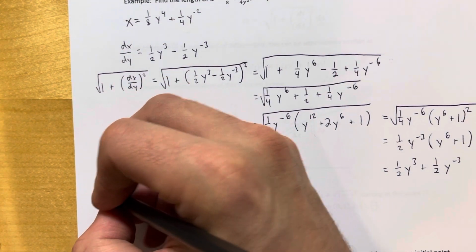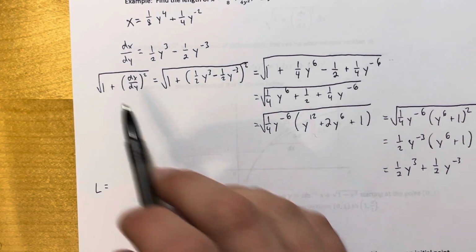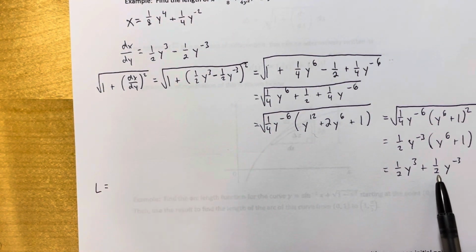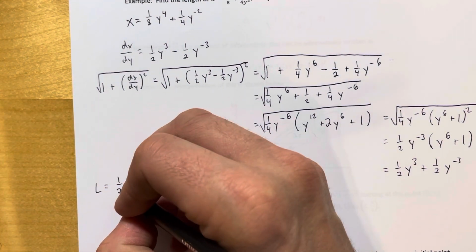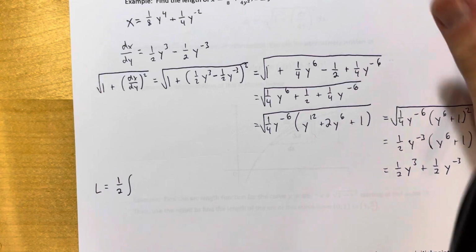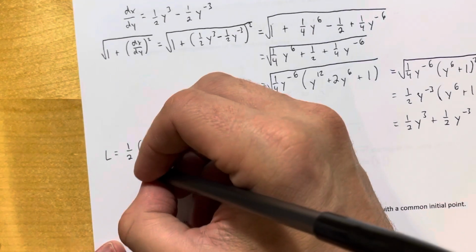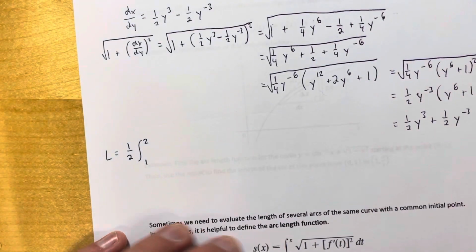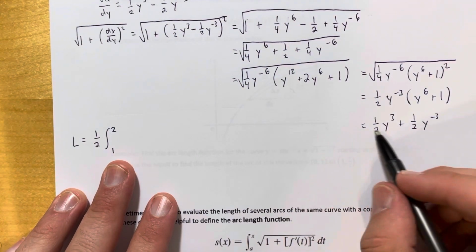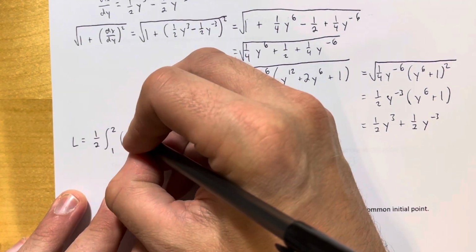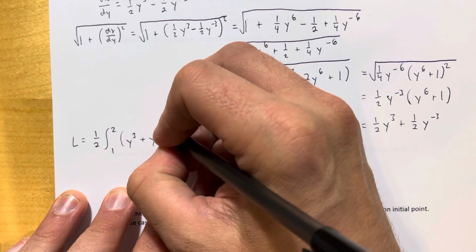So my arc length, this is what my integrand is going to look like. I did all of this work to simplify it down to this. I see a common factor of 1/2, which I know can get pulled out of that integral. As a reminder, the interval that we're integrating over is 1 to 2, so those are my limits here. Integral from 1 to 2, and after factoring that 1/2 out, I'm left with y cubed plus y to the negative third dy.